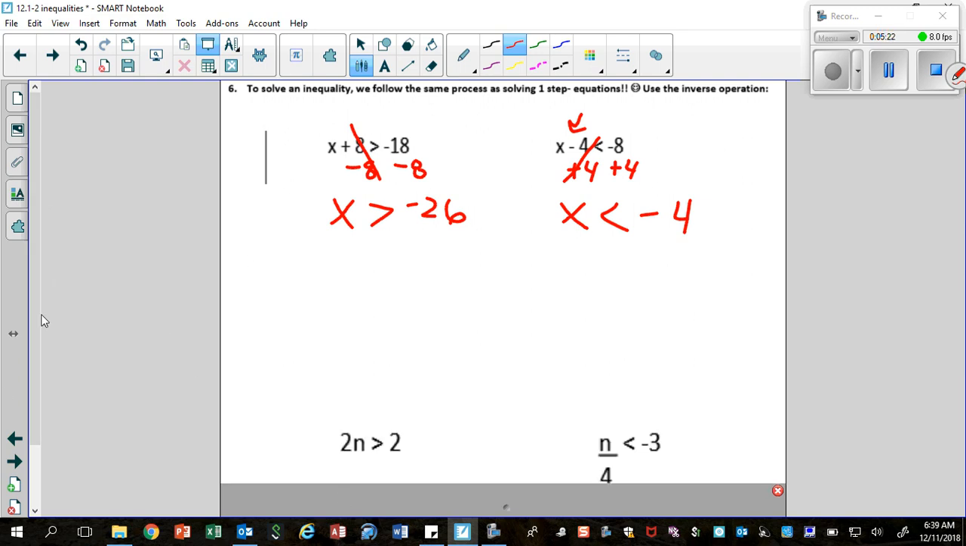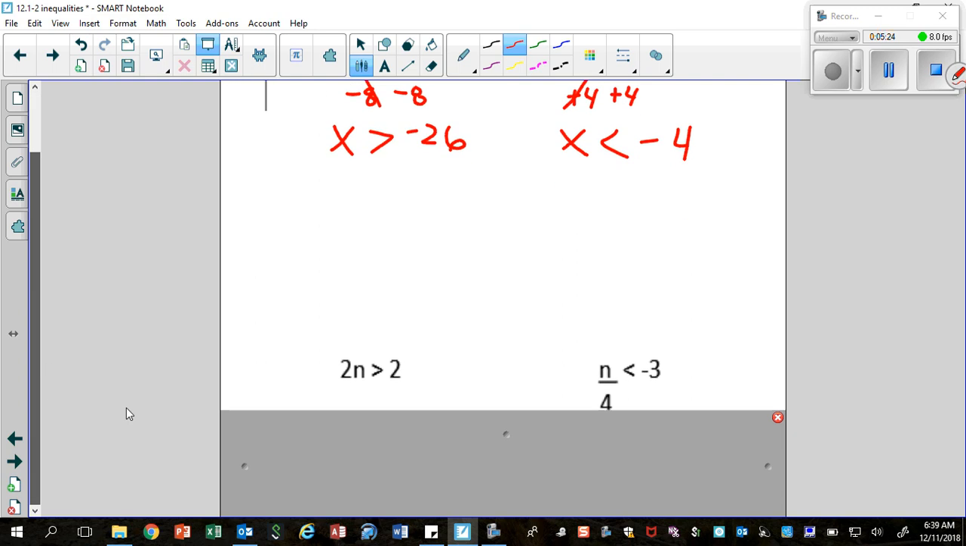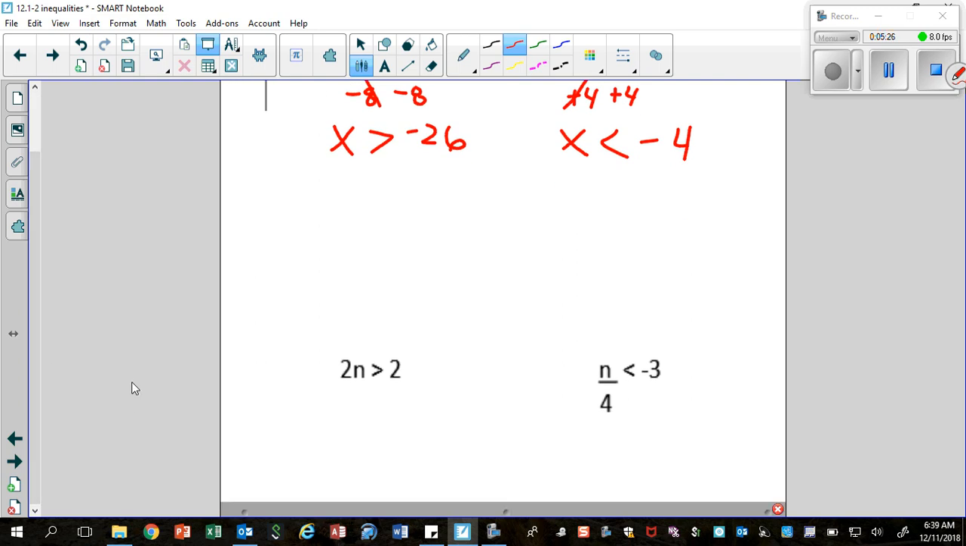And the last two, we got 2n is greater than 2. 2 and n, remember, when they are right next to each other, a variable and a coefficient are multiplying. The opposite of multiplication is division. So we're going to divide both sides by 2. 2 divided by 2 cancels out. I have n. Straight down, bring that inequality sign down. 2 divided by 2 would give me 1.